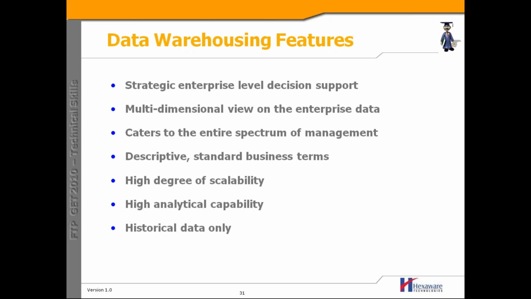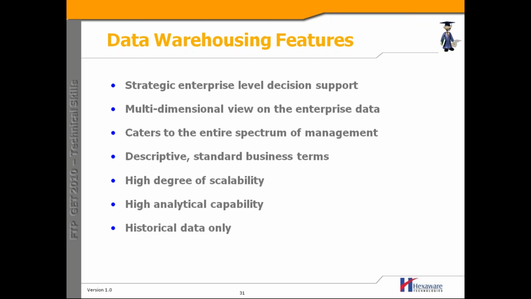It caters to the entire spectrum of management. What do we mean by the entire spectrum of management? It caters to different departments like finance, HR, supply chain. Take any department, and you'll be able to help all these departments. Then, descriptive and standard business terms.